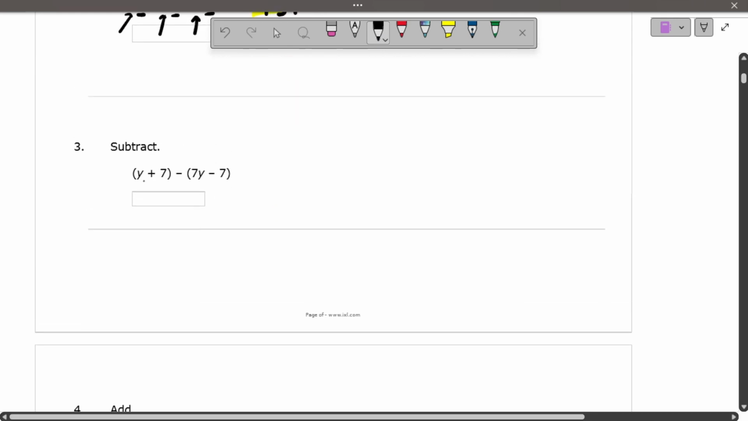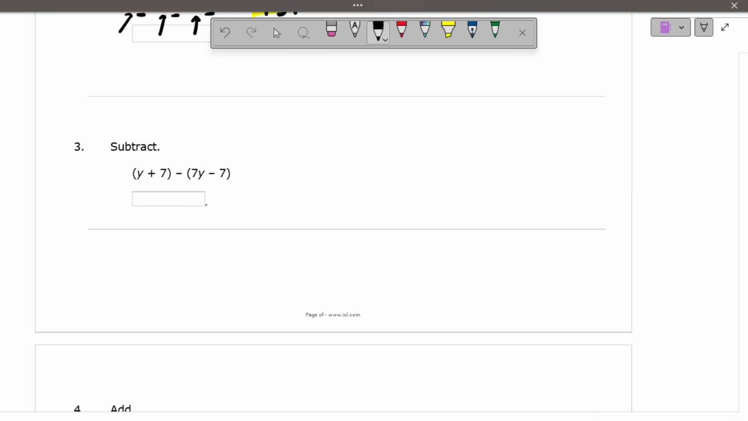Our next one, we're subtracting. We're just going to combine like terms. We're not going to solve for y or anything like that. So with this one, you have to be careful because there's a parentheses here. So what you'll have to do is distribute that negative into both of these. So we'll end up with y plus 7 minus 7y plus 7 because we have a negative and a negative, and that'll be a plus.